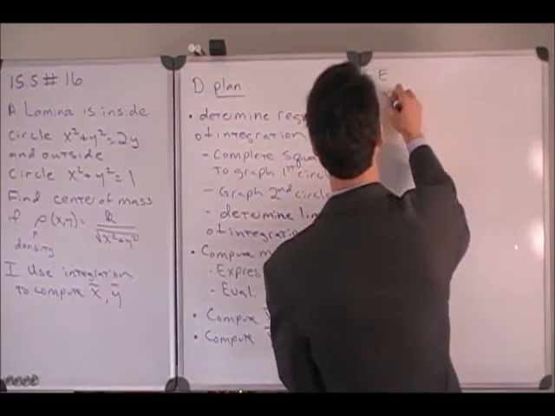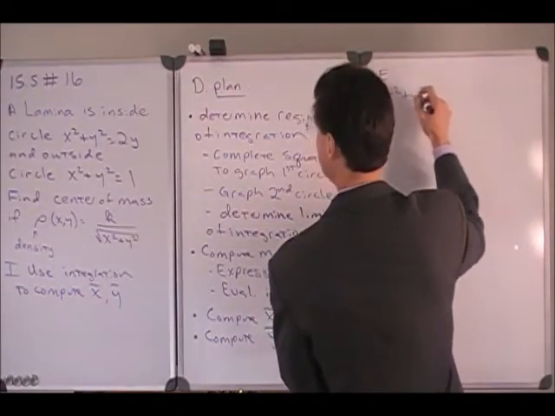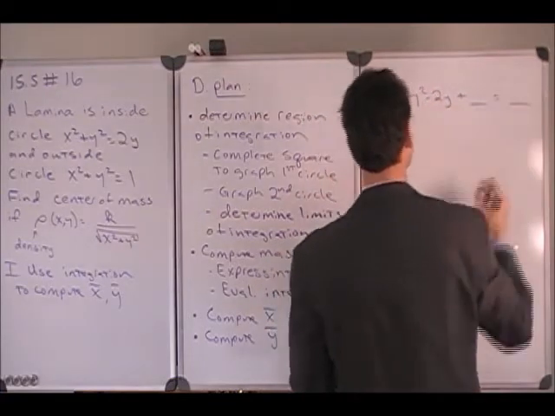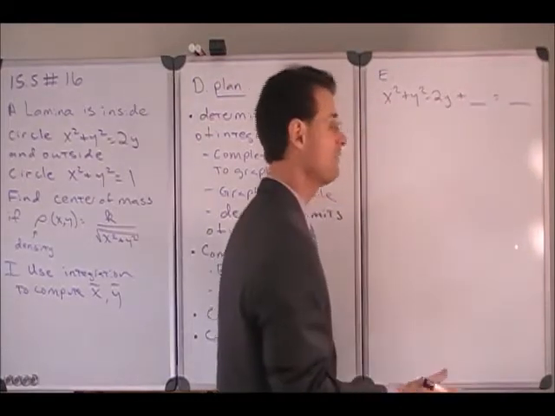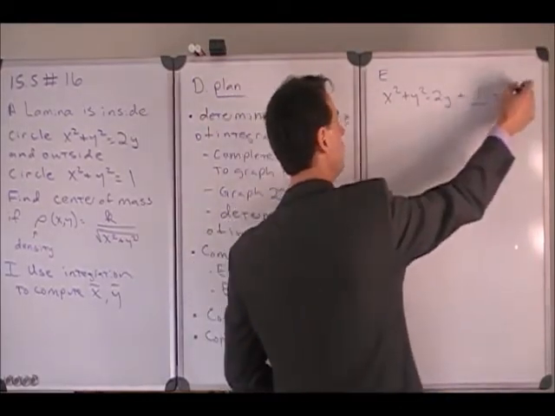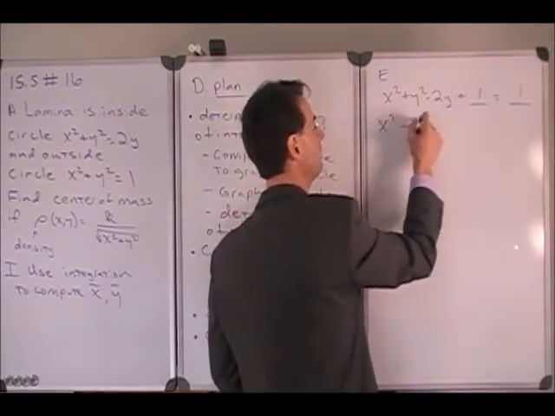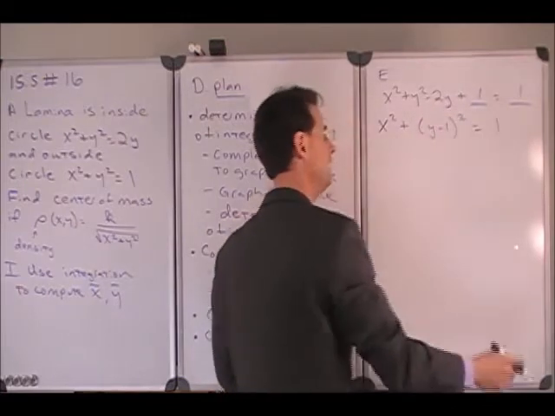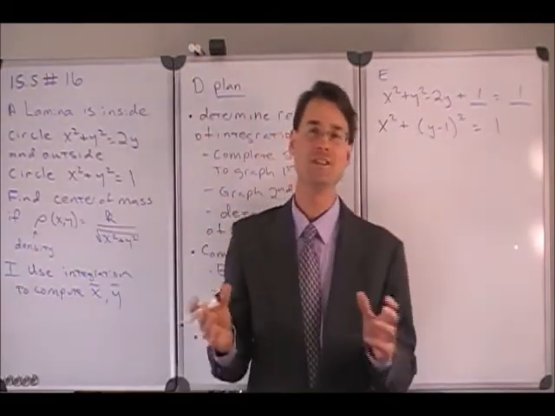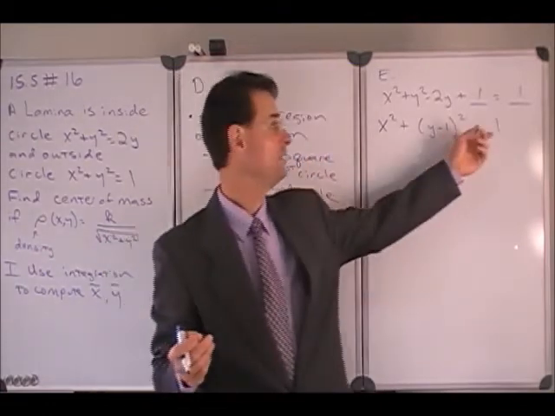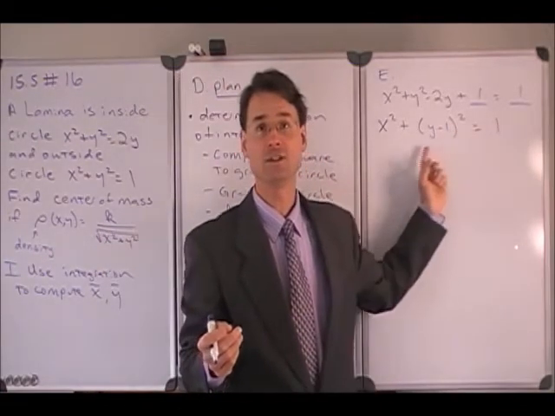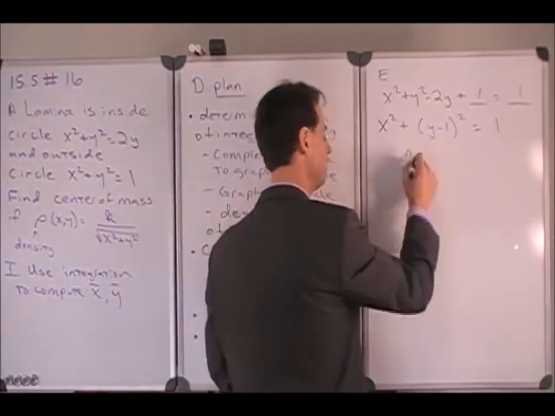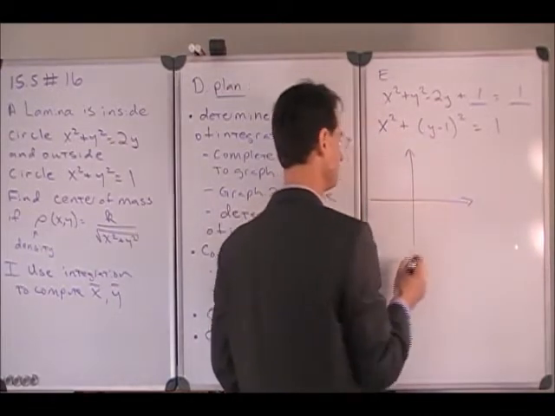So x squared plus y squared, let's subtract the 2y from both sides, plus blank equals blank. And we need to put a blank on both sides so we have a perfect square. And I can see that that's 1. So we have x squared plus (y minus 1) squared is equal to 1. Now I know what this is. This is a circle of radius 1 centered at x equals 0 and y equals 1. So now we can go ahead and graph our region of integration here.